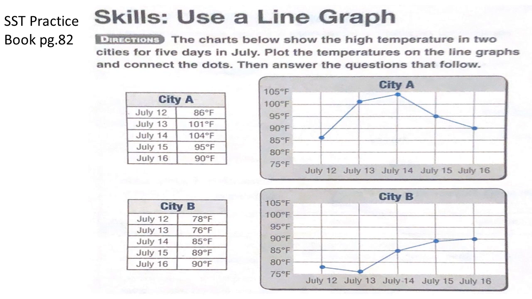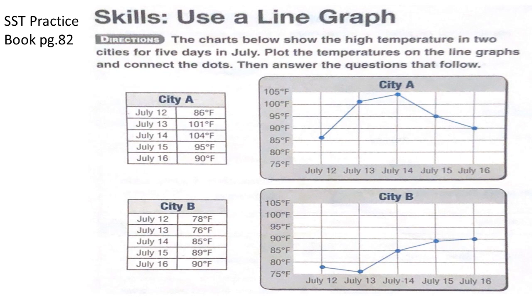95 is fairly easy. It's right there, and it's for July 15. And the same goes for July 16, right on the dot, 90 degrees Fahrenheit. Perfect. And once you're done doing that, use a ruler. Don't do it free-handed, please. Use a ruler, connect these dots, and you'll see a trend.